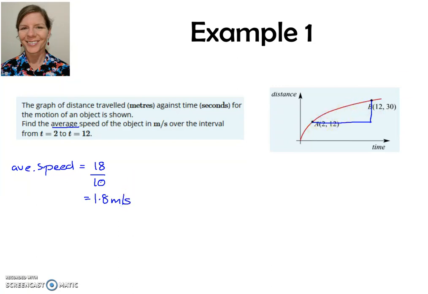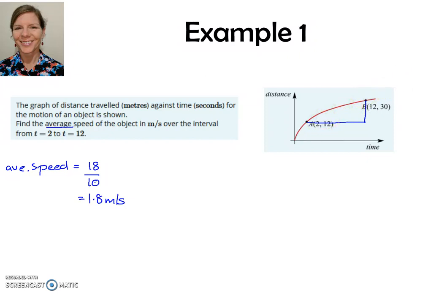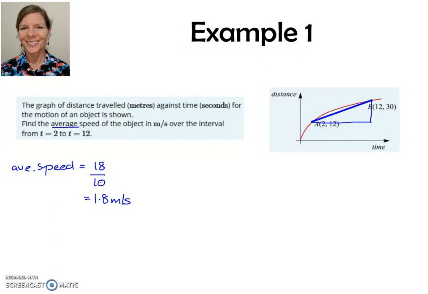Okay, and if you plot that, you end up with a straight line that goes from here up to there. And again, it's an approximation. Your speed is faster here, and then slows off a little bit, but it gives you the average approximation.